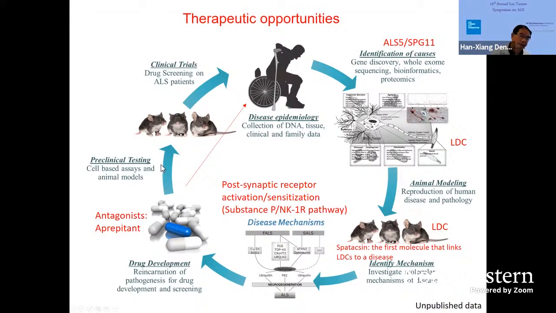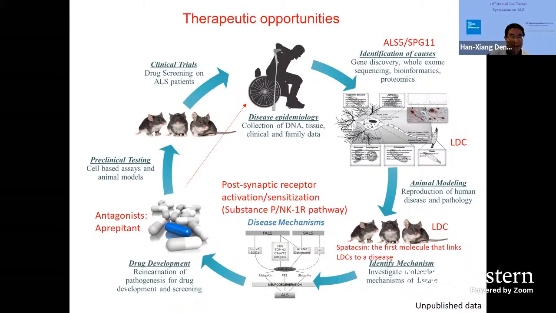Normally, we want to test in cell or animal models to see the efficacy and the safety, but aprepitant has already been tested and has a good safety profile in patients. So this drug can maybe be directly tested in ALS patients to improve or ameliorate the symptoms.